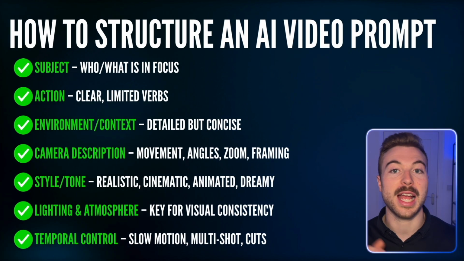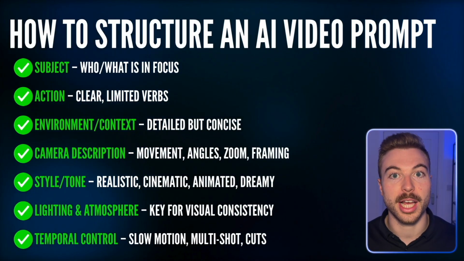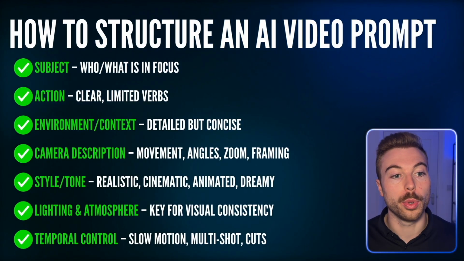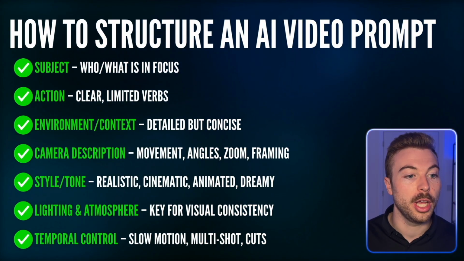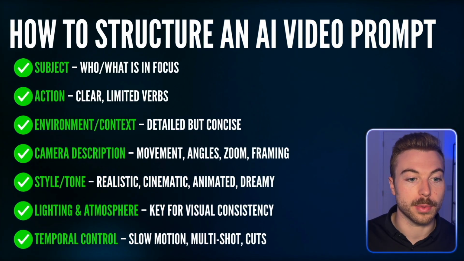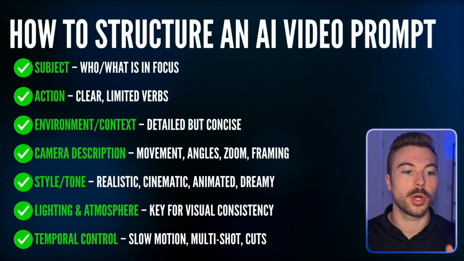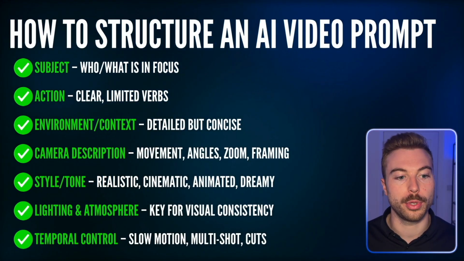So first things first, how do we structure a great AI video prompt? Well, there's a couple of different elements that we want to include in that request that we're sending off. We want a really clear subject, so what is it or who is in focus. We want a really clear action, some clear guidelines, some verbs, what do we want it to be doing. We're going to give it some context around the environment, the setting, the scene that we're putting it in.